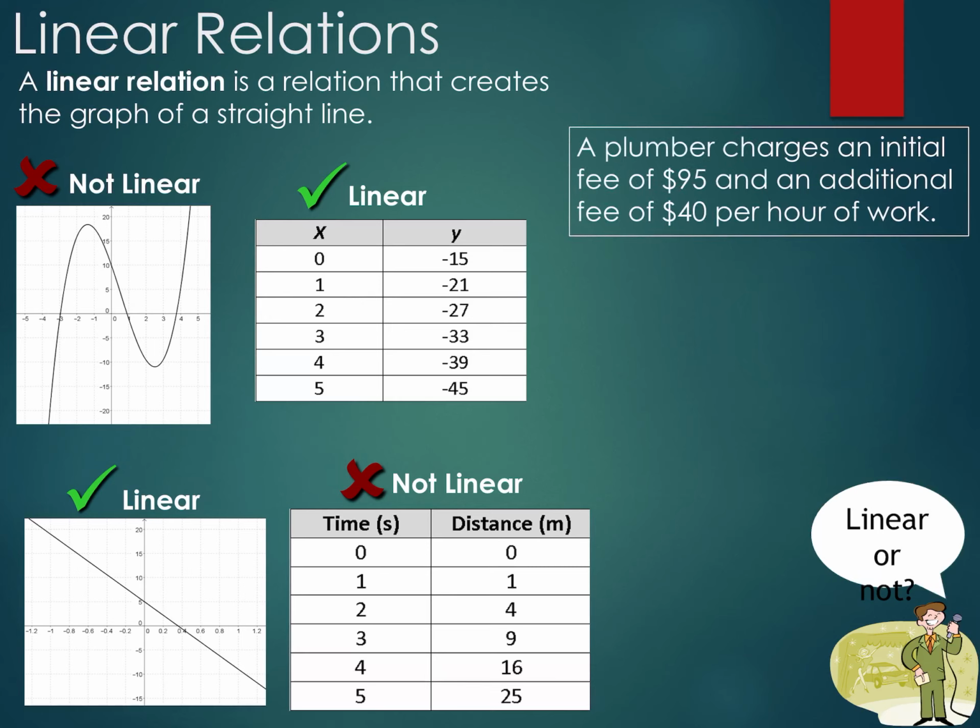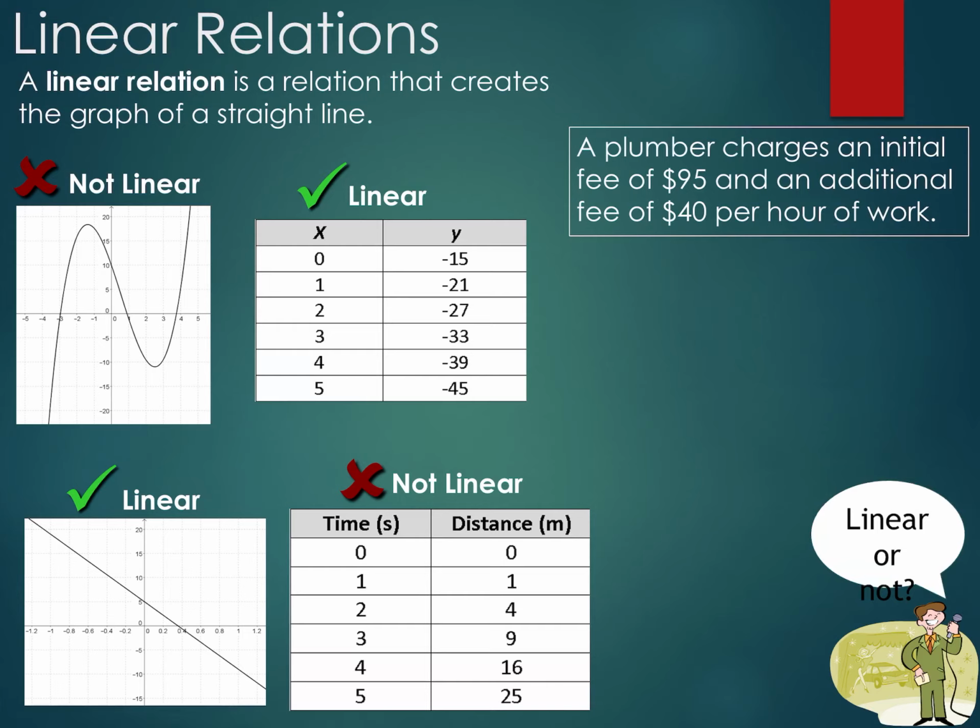A plumber charges an initial fee of $95 and an additional fee of $40 per hour of work. I just want to mention the reason plumbers charge like this is they charge you $95 just to come to your house, and you say, well, you didn't even do any work yet. Well, yeah, they did. They got ready, they loaded their truck up, they reserved time for you, they used gas money to get to your house, so we have to pay them for all that getting ready to be a plumber type stuff if we want them to work on stuff at our house.